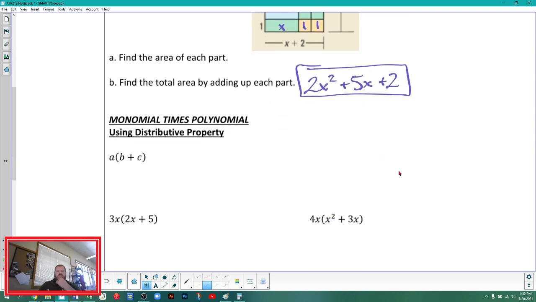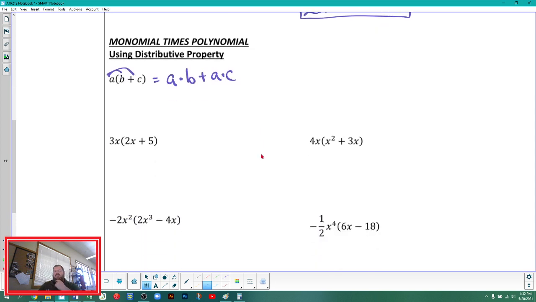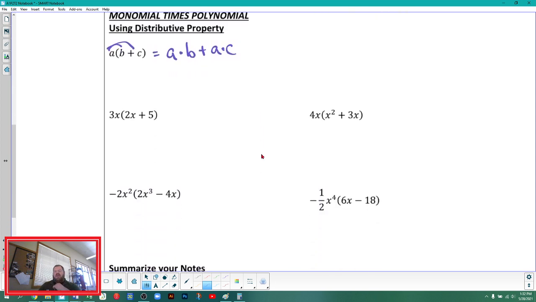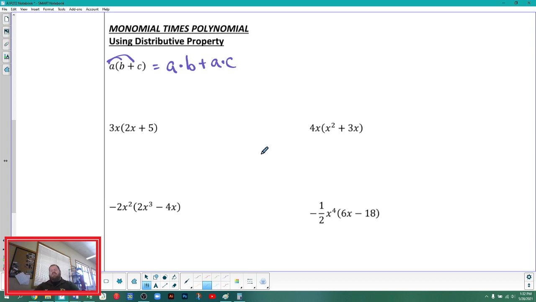There's multiple forms of multiplying polynomials. A monomial times a polynomial, well, you've done this before. It's just distributive property. I want to multiply a by everything in those parentheses. A times b plus a times c. And that's the main thing that we're going to look at today. Tomorrow we're going to look at some more difficult polynomials to multiply.